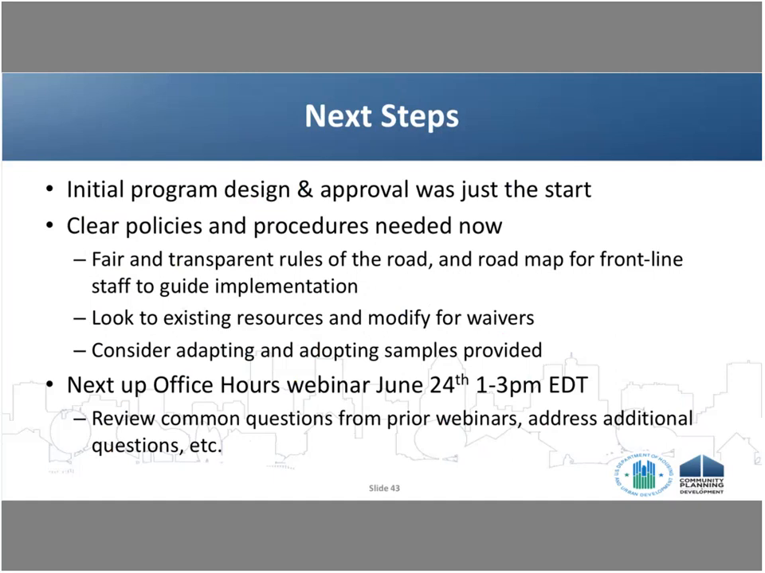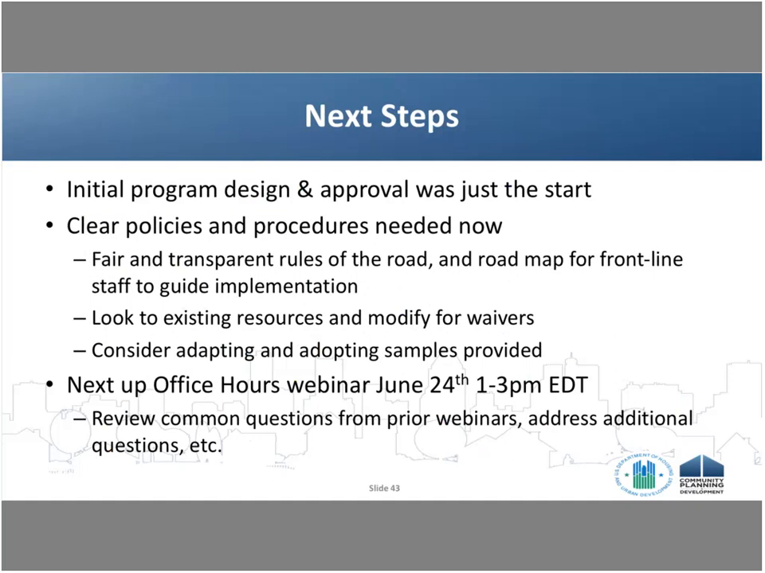But again, I think the big thing that we talked about last week was initial program design and approval. That was just our start, and now we're really getting up to our elbows in the blood and guts of clear policies and procedures. Keep in mind that balancing act of being clear and transparent about the rules of the road, but giving our staff the guides they need to implement the program in a consistent and fair manner.